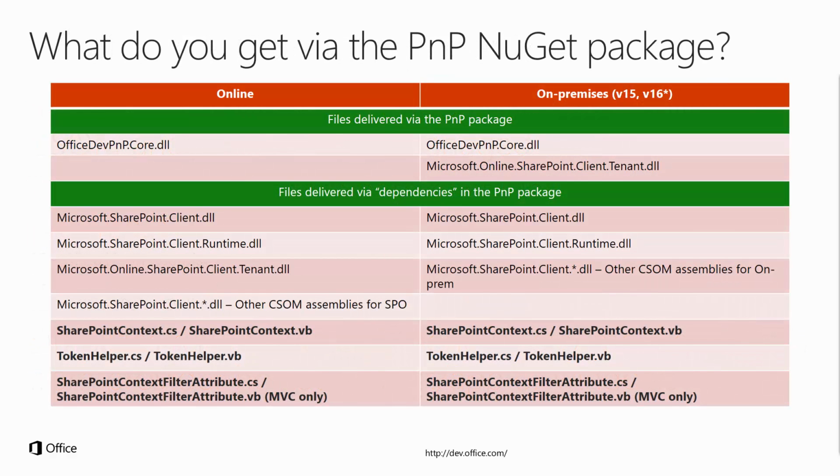The PnP core component is released as a NuGet package in the NuGet gallery. There are essentially two main sides of the PnP core component. There's the online side, where we include in the NuGet package the Office Dev PnP core assembly. So whenever you reference the NuGet package, you get a reference to the latest version of the Office Dev PnP core component. And then as part of the dependencies within the NuGet package, you are also getting the Microsoft SharePoint Client DLL and all the other CSOM assemblies, including also the SharePoint Context Token Helper and possibly the SharePoint context filter attribute for MVC applications. For on-premises, this is a relatively similar setup.